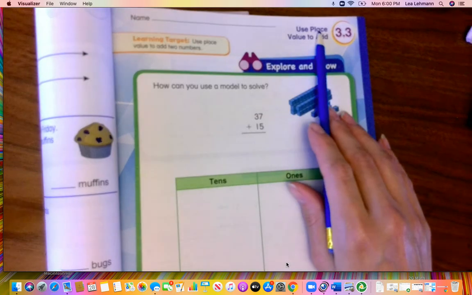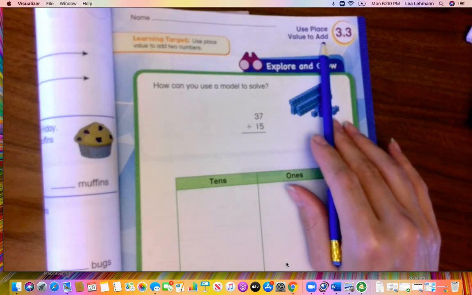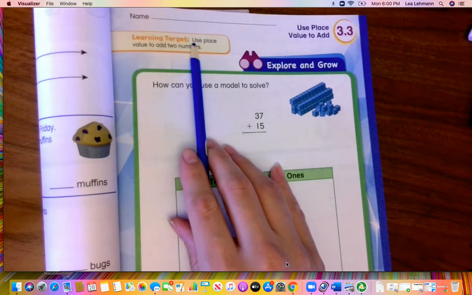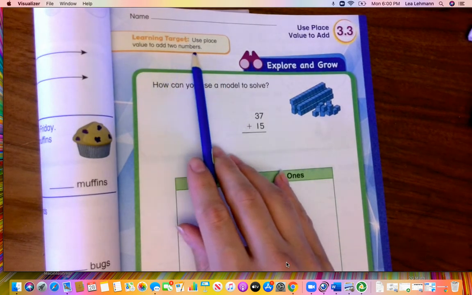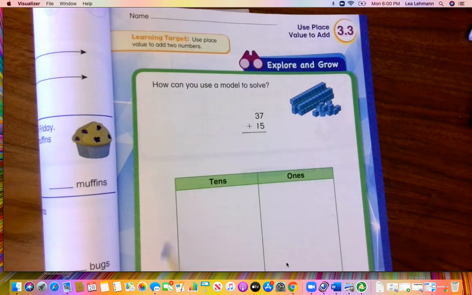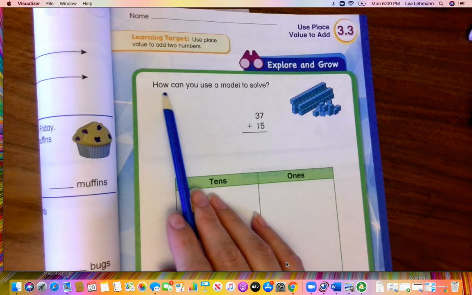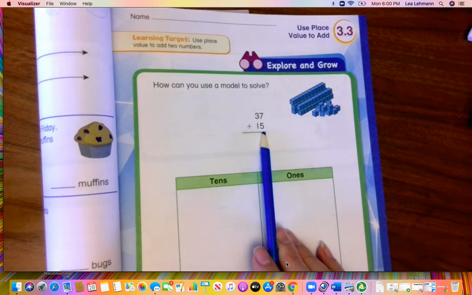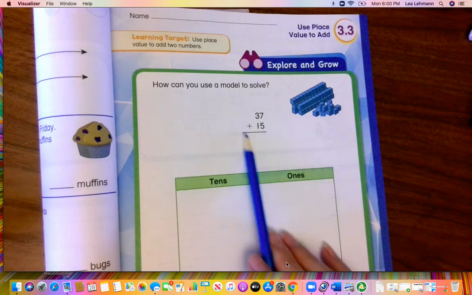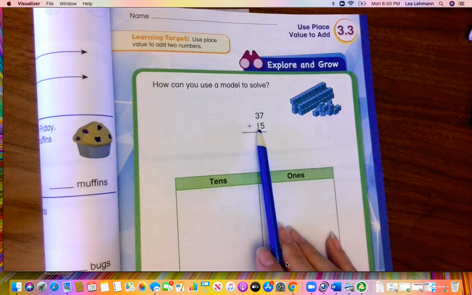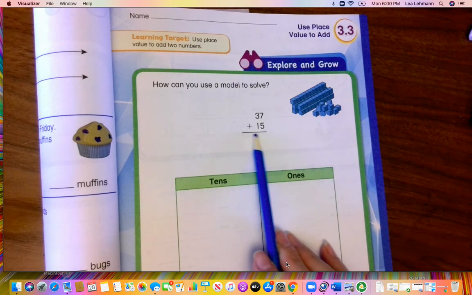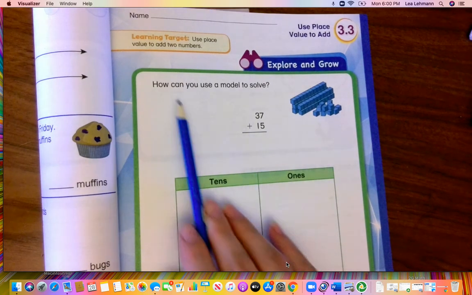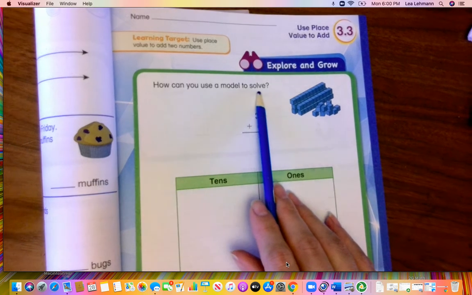All right, so we have 3.3. This is use place value to add. Our learning target is use place value to add two numbers today. Look at the bottom here. It says, how can you use a model to solve? Our addition equation is stacked up. We have 37 plus 15, and then our equals, and we're going to have our answer there.